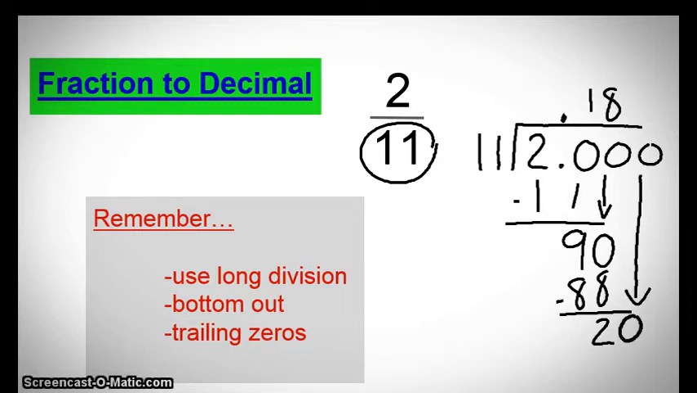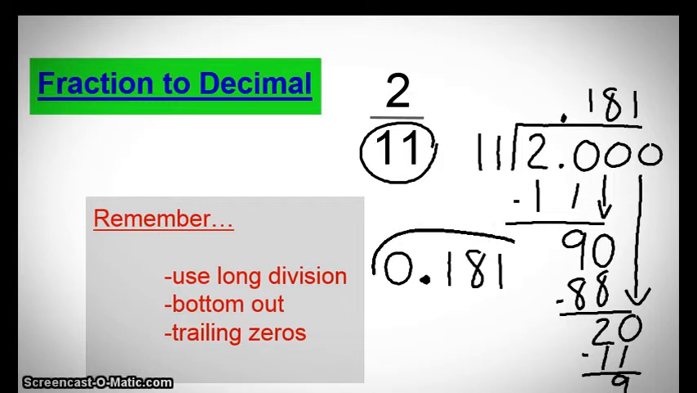11 goes into 20 one time. 11 times 1 is 11. You subtract, and you would get 9. We could keep going, but 3 decimal places is good. So our answer is 181 thousandths.